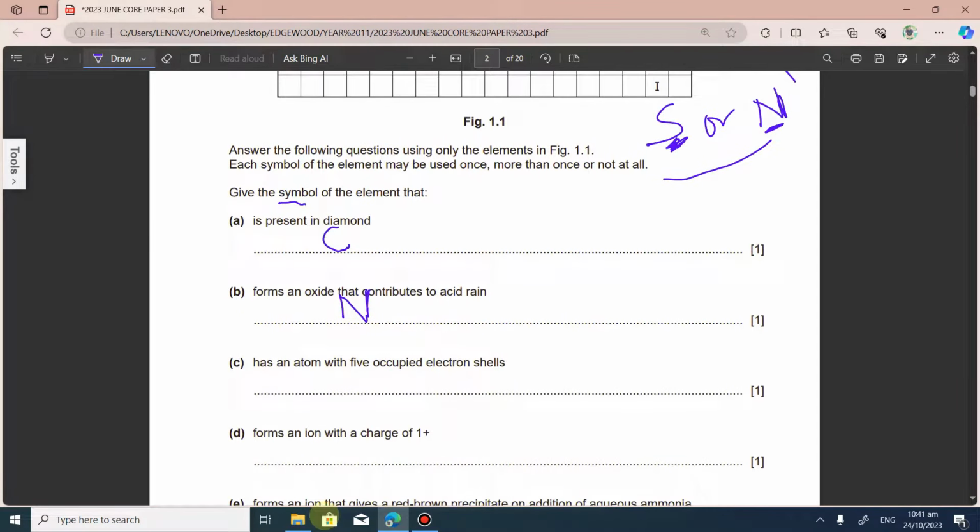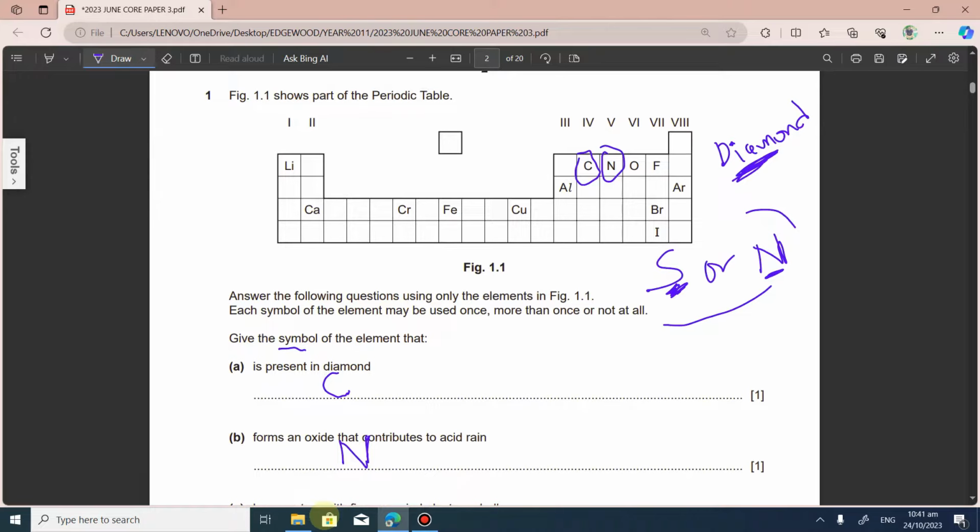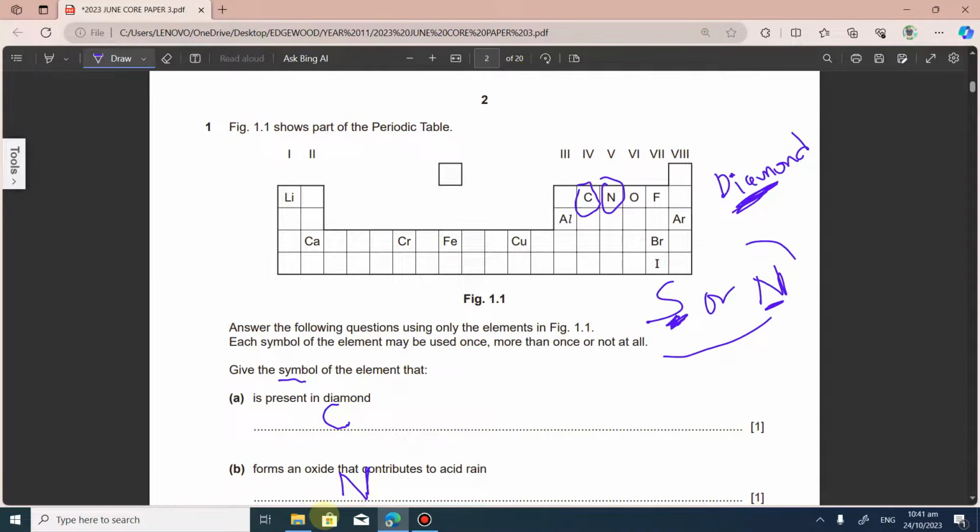It says, which has an atom with 5 occupied electron shells? Now, from your knowledge of the periodic table, remember that the number of electron shells determines the period of the element. So the number of electron shells determines the period, while the number of valence electrons determines the group.